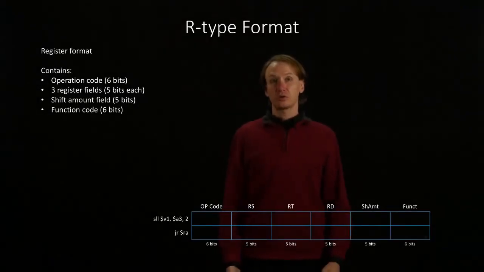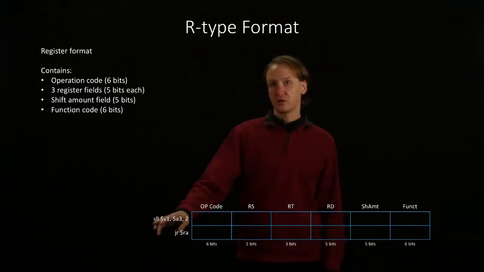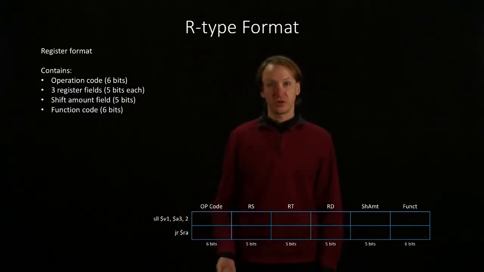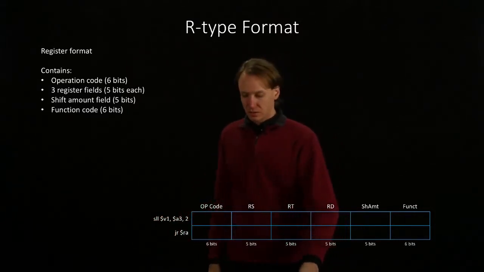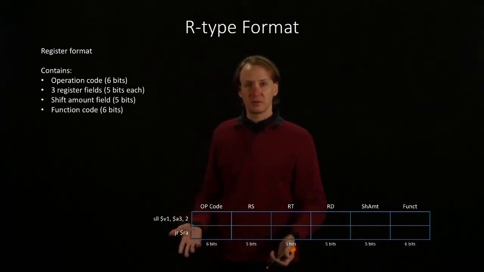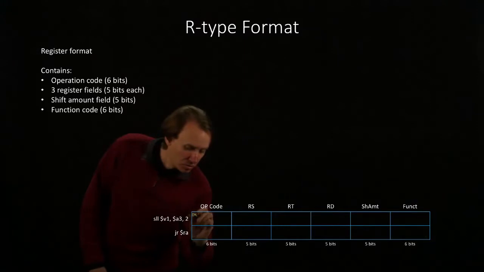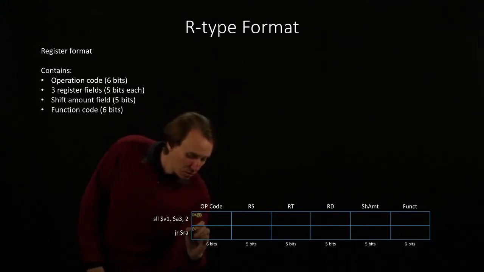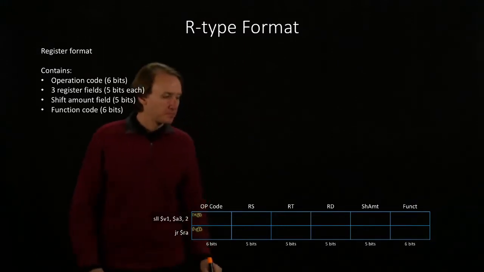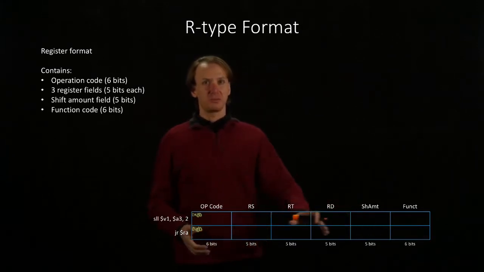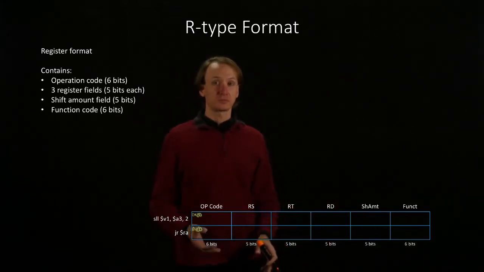For this example, we're going to work with a couple of unusual instructions. We have a shift left logical and a jump register instruction. These are still standard R-type instructions, so in both cases, the opcode will be 0. But the rest of this is going to be a little bit unusual.